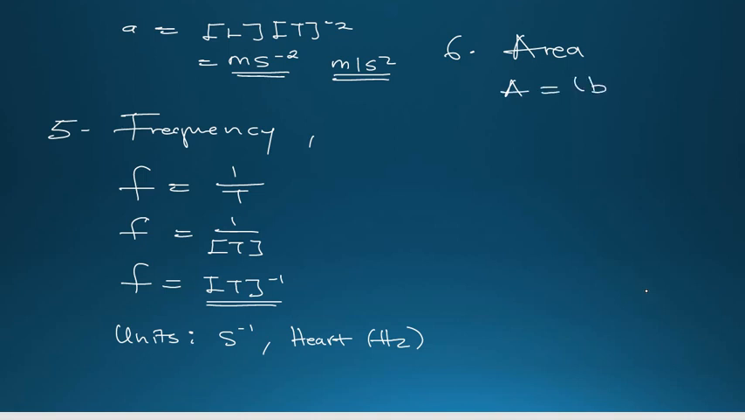L times B, okay? And the dimensions of L and B are both length. L is length, even B is length. So the dimensions for area is going to be L squared. What about the units of area? Since we know that L is for meters when it comes to units, the units of area is meters squared. Guys, you don't need to miss this.